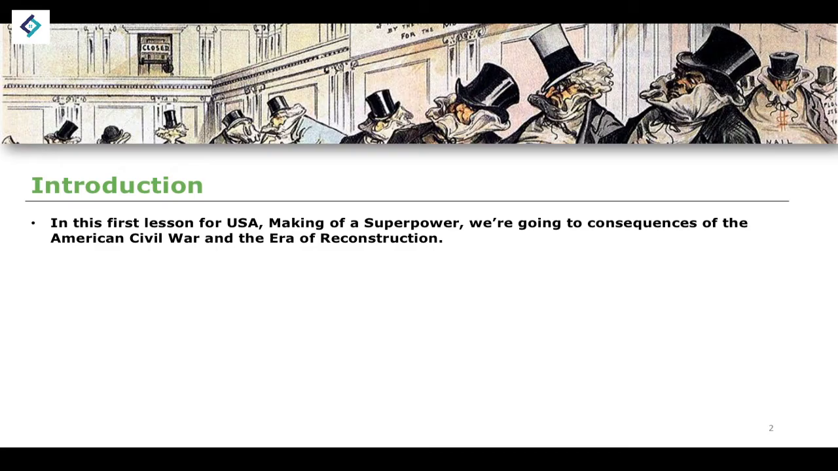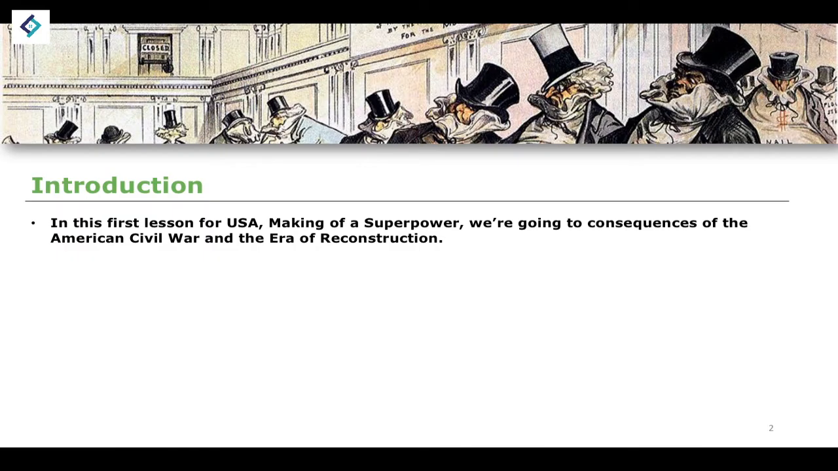We're going to be taking our understanding of history from this lesson here in 1865 all the way to the 1980s with the election of Ronald Reagan, and we'll talk about the process by which the United States grows into the superpower that it still is to this day.